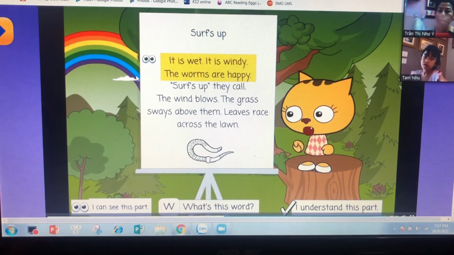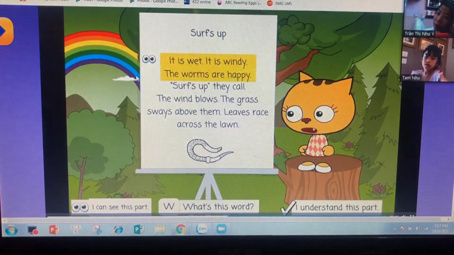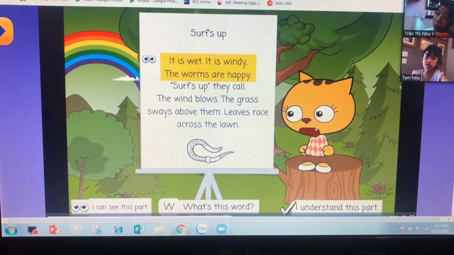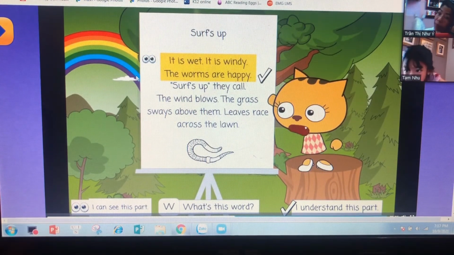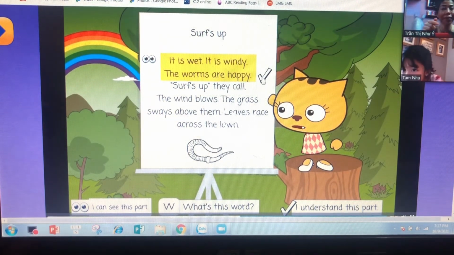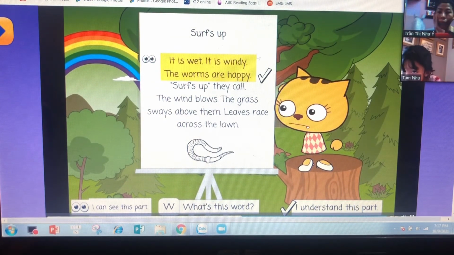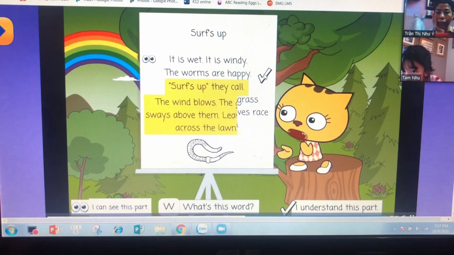I already know that worms like it when it rains. I've seen them wriggling around in the grass. So I am going to put an I understand this part. So after you read this one, oh, I understand, put a tick. Okay? Think mark here. Surfs up, they call. The wind blows. The grass sways above them. Leaves race across the lawn.